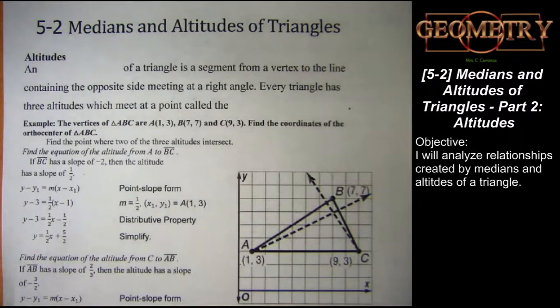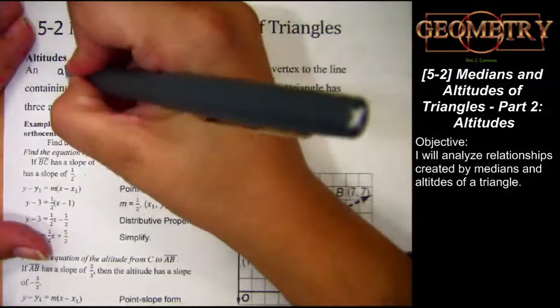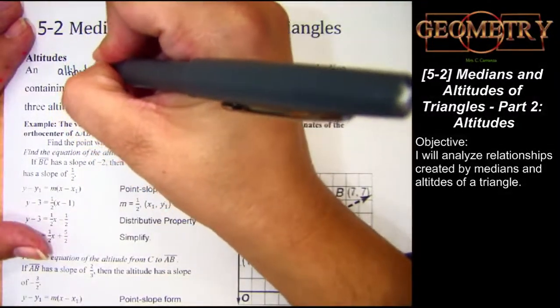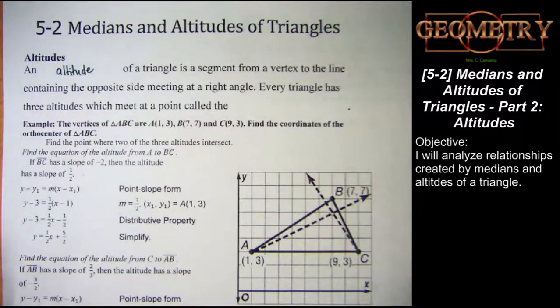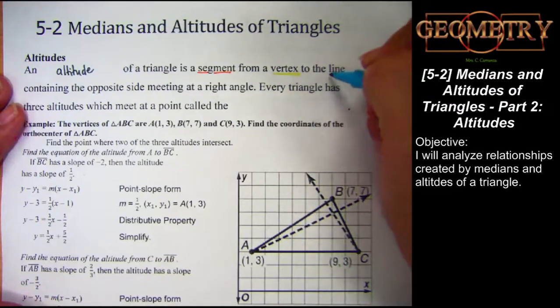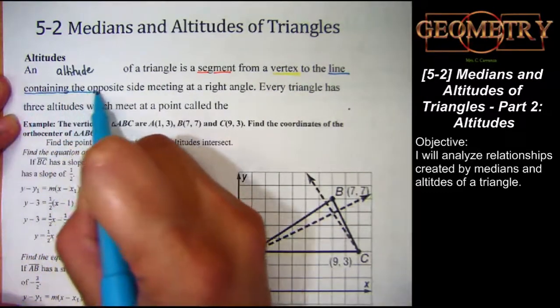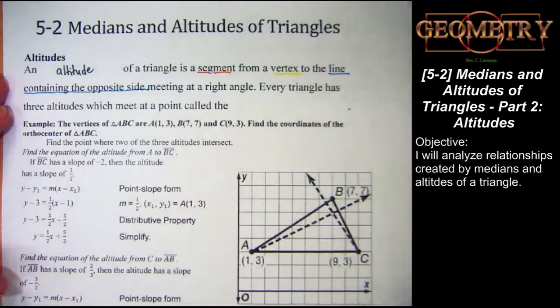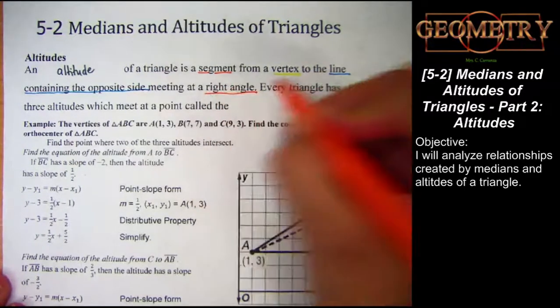something is. In a triangle, the altitude of this triangle is the segment that goes from a vertex. Now get this. It goes to the line containing the opposite side. It doesn't necessarily go to the other side. It goes to a line that contains that side. We'll draw a figure in a second. And it does that at a right angle.